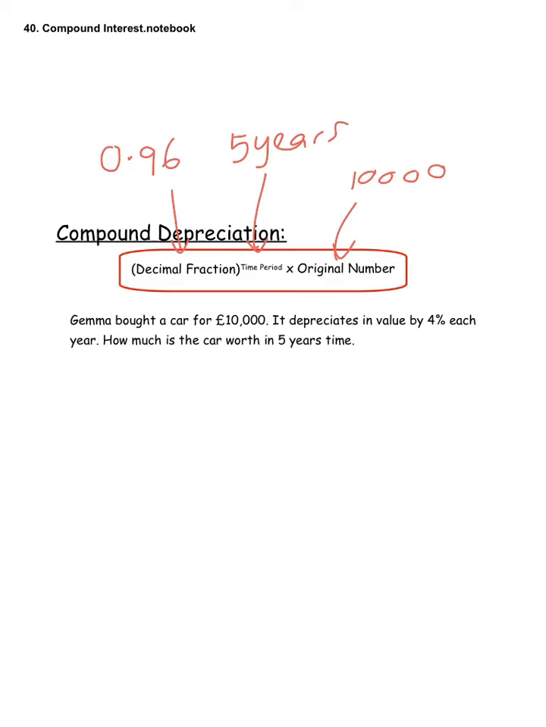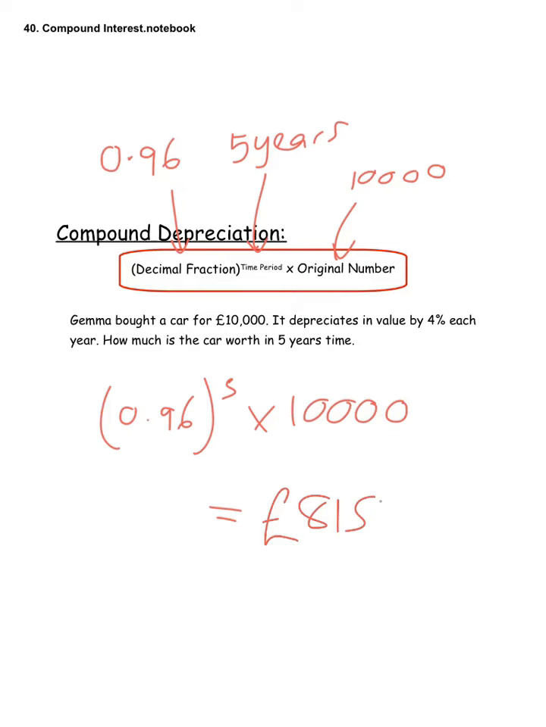To set up our calculation here, we've got 0.96 raised to the power of 5 years multiplied by £10,000, and our final answer, if we put that in the calculator, is £8,153 and 73 pence.